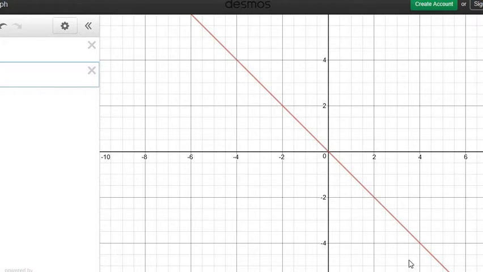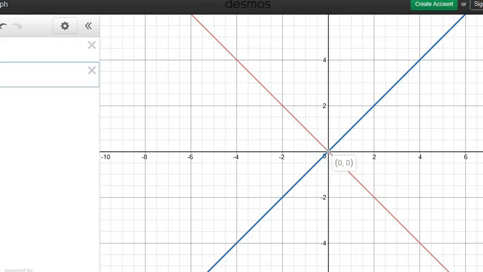So remember, this was y is equal to negative x. Let's just go ahead and graph y is equal to x once again. So you see, if you looked at this point right here and you took the negative of the y value, the y coordinate, what happened? Each point gets reflected, which makes up y is equal to negative x.